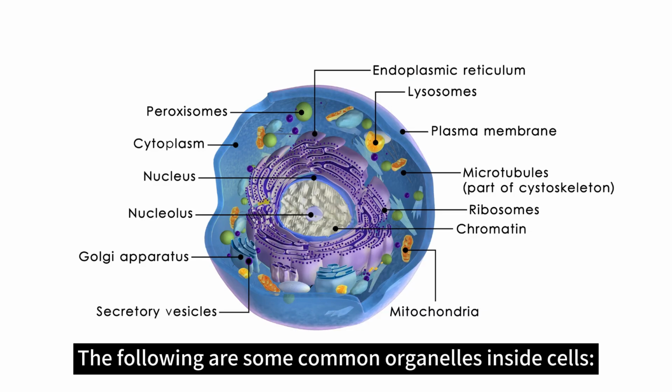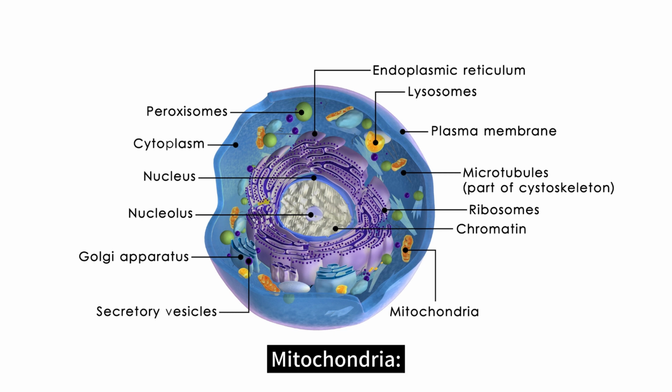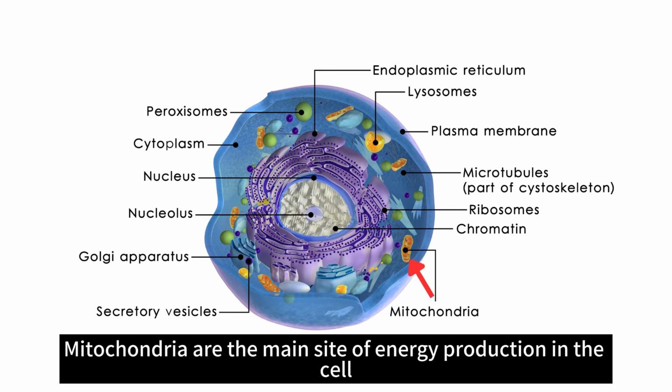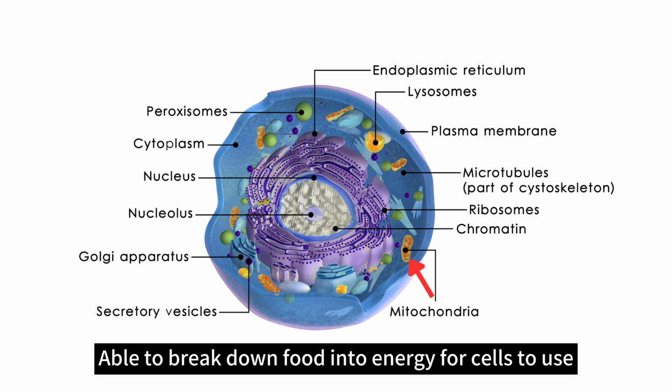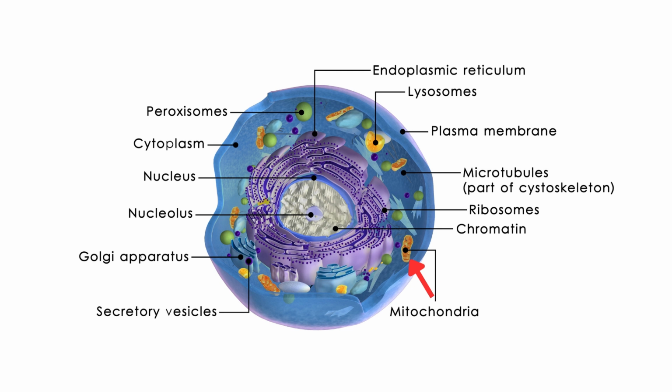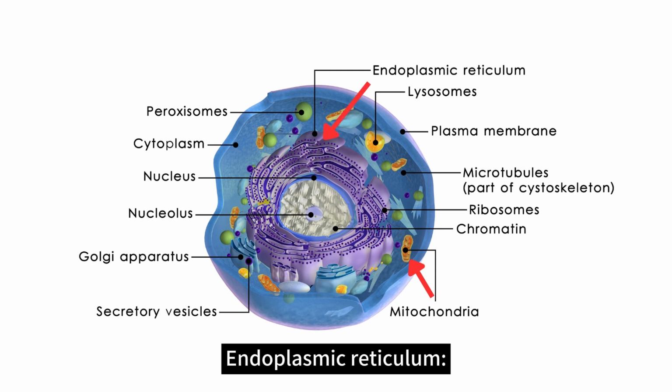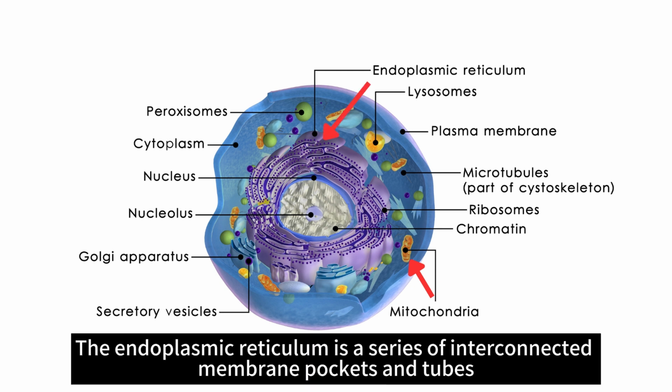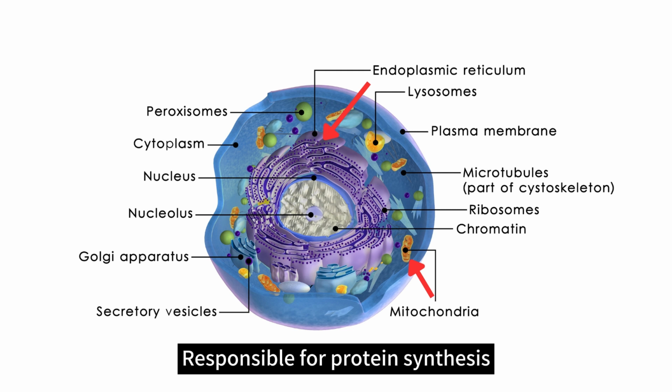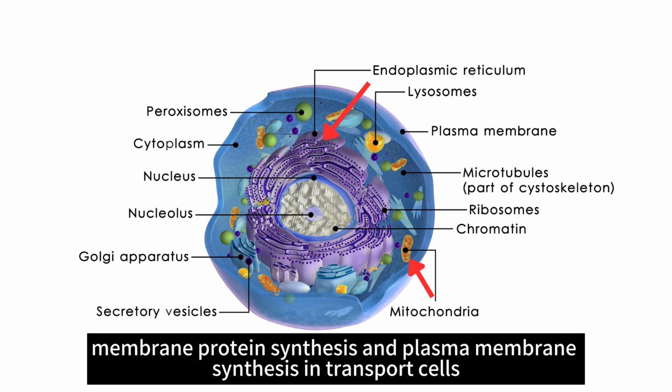The following are some common organelles inside cells. Mitochondria. Mitochondria are the main site of energy production in the cell, able to break down food into energy for cells to use. Endoplasmic reticulum. The endoplasmic reticulum is a series of interconnected membrane pockets and tubes, responsible for protein synthesis, membrane protein synthesis and plasma membrane synthesis in transport cells.